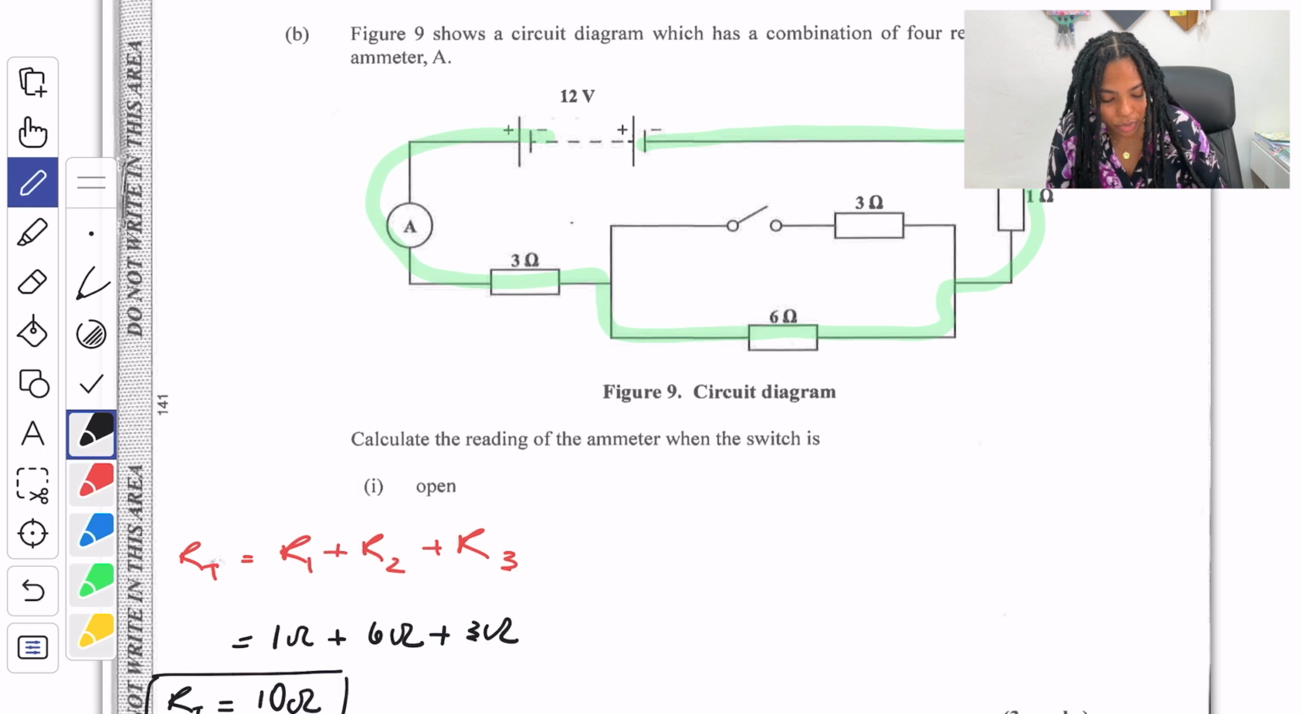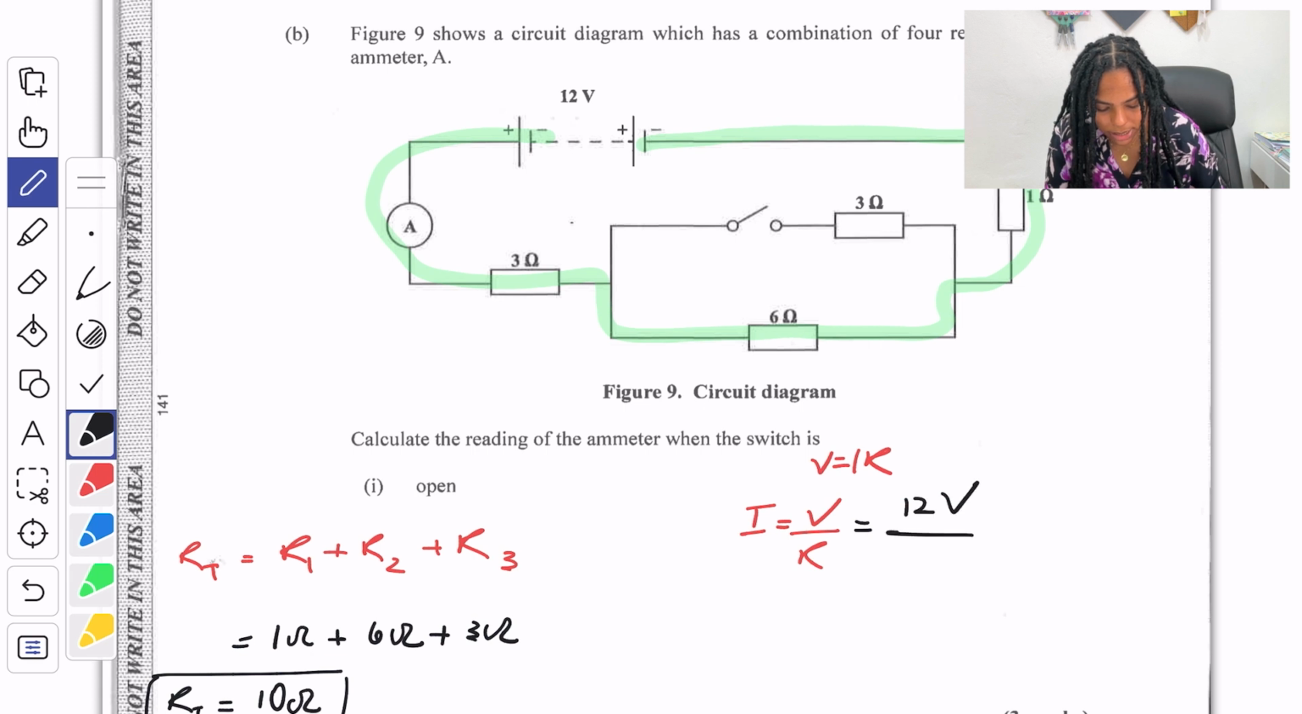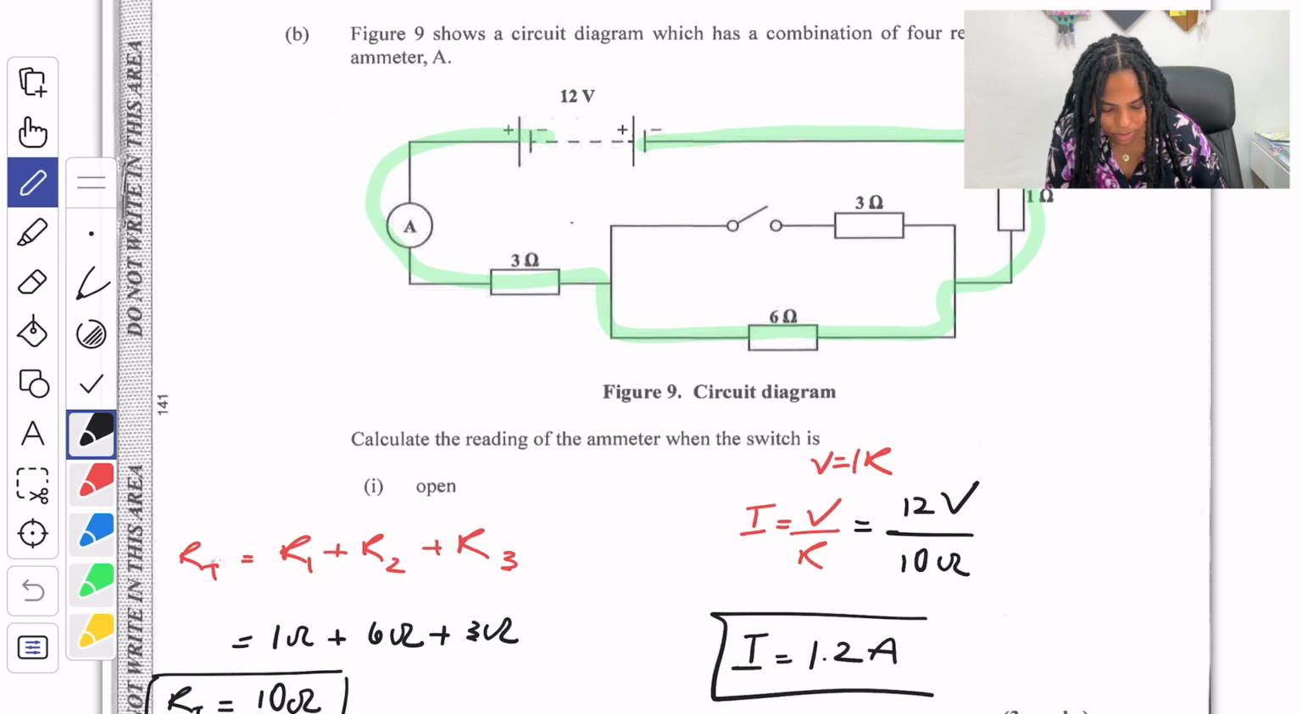But what they're asking for is the current. So I have to use V is equal to IR, and when I rearrange, I will be V over R. And the voltage we're seeing is 12 volts, and the resistance is 10 ohms, so that gives me a current of 1.2 amps.